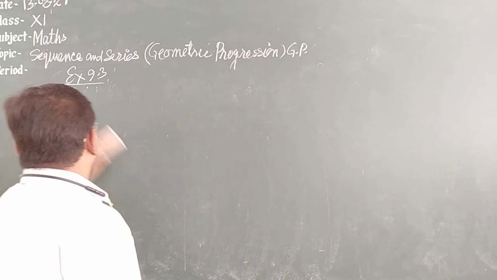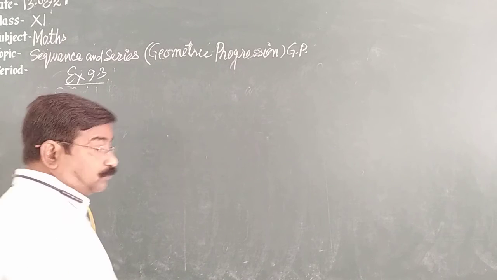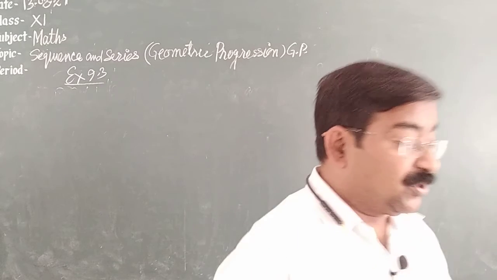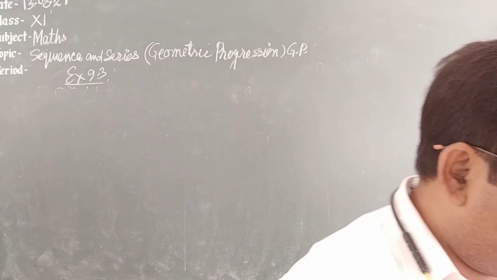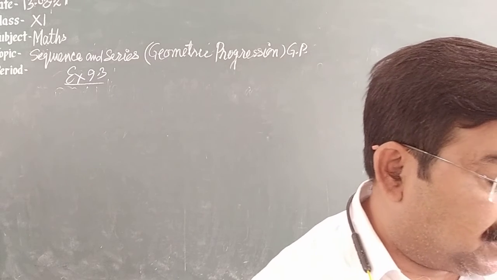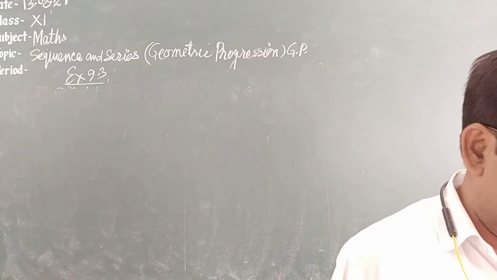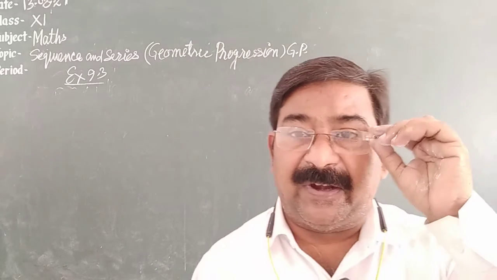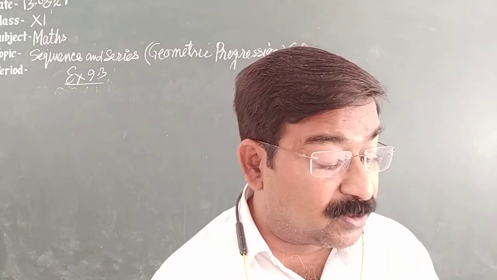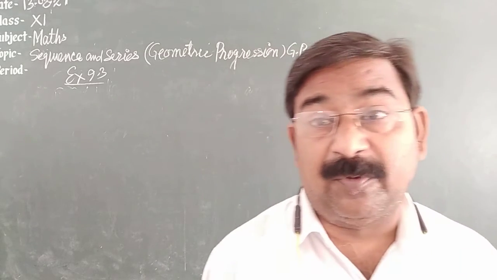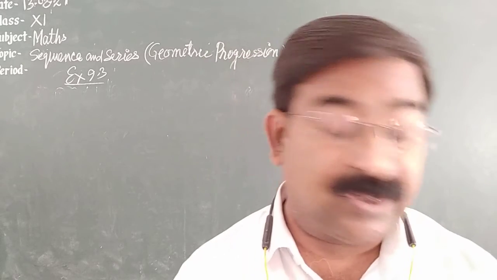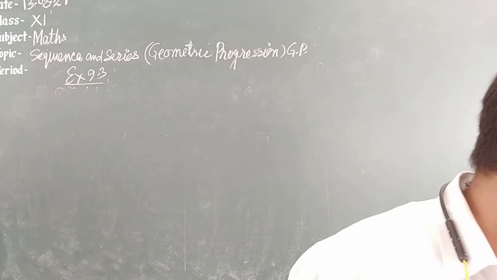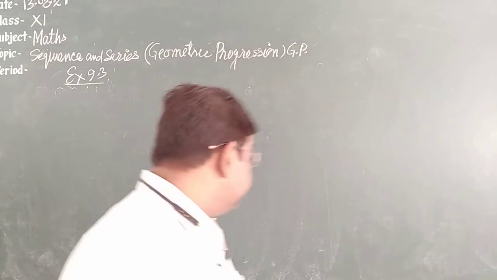Question number 13. In the 13th question, we are given to find the sum of 3, 3 square, 3 cube up to n terms, and the sum is given as 120. We have to find the value of n. So I am leaving this question for you. Very simple. Sum is given, GP is given, you can calculate it yourself. Now let's see question number 14.